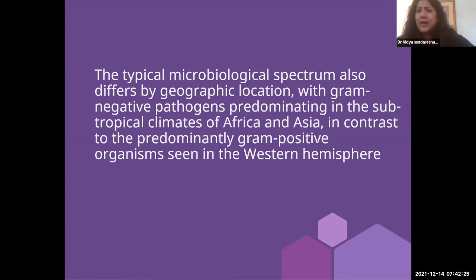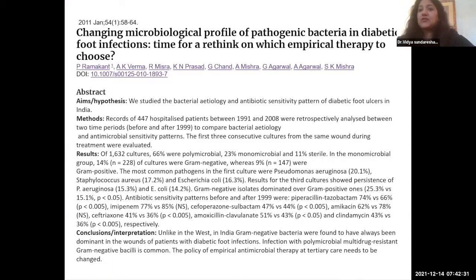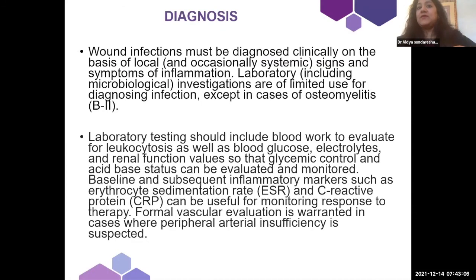Typically, the microbiological spectrum could differ by geographic location as well. So this study from India looked at what is the most common etiology there in terms of pathogenic bacteria, and they found that unlike what we find here in the US, which is mainly gram-positive infections, gram-negative infections actually predominated in India. So look at your local antibiogram, look at what the susceptibilities of these bacteria look like, and also look at what you're finding there. And then you could use presumptive or empiric antibiotics based on that.